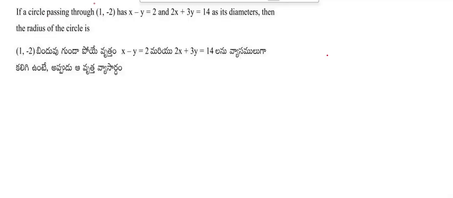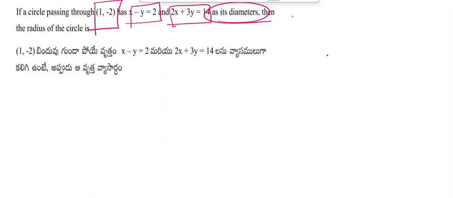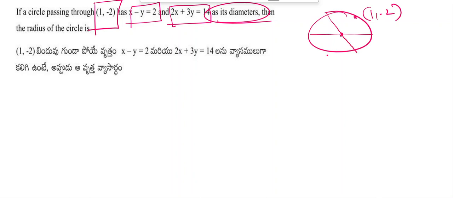If a circle passing through (1, -2) has x - y = 2 and 2x + 3y = 14 as its diameters, then the radius of the circle is? This is a circle passing through (1, -2) and two lines. These two lines are the diameters of the circle. That means the point of intersection of these two lines is the center of the circle.